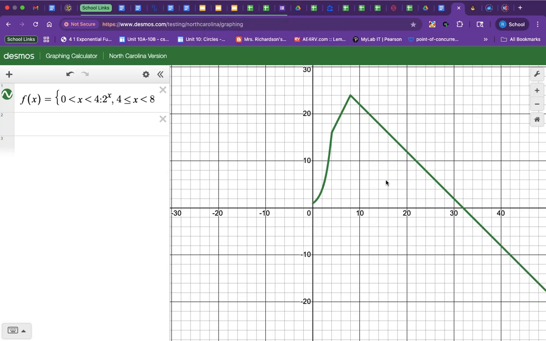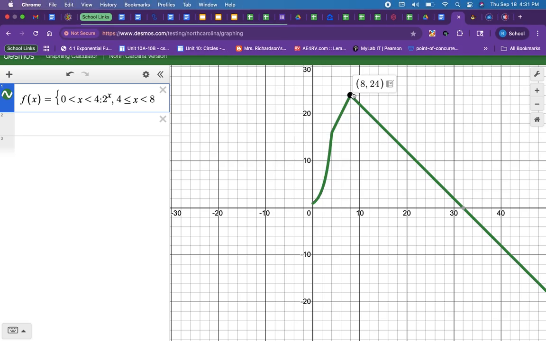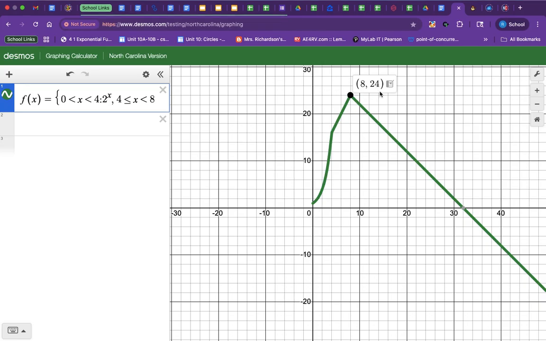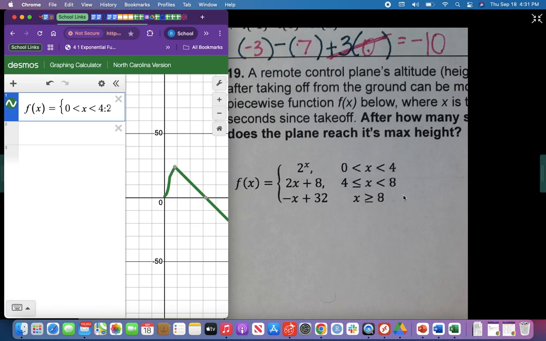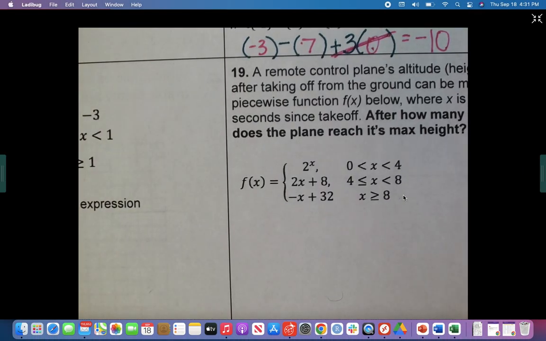So I wanted the maximum height. Clearly this point right here is the maximum height. And x was the time. So it says x was the number of seconds since takeoff. So the question was, after how many seconds does the plane reach its max height? So that would be 8 seconds. If it asked you what is the max height, then that would be the y value, which is 24. But this one is asking about time, so the answer is x, so 8 seconds. So 8 seconds for that.